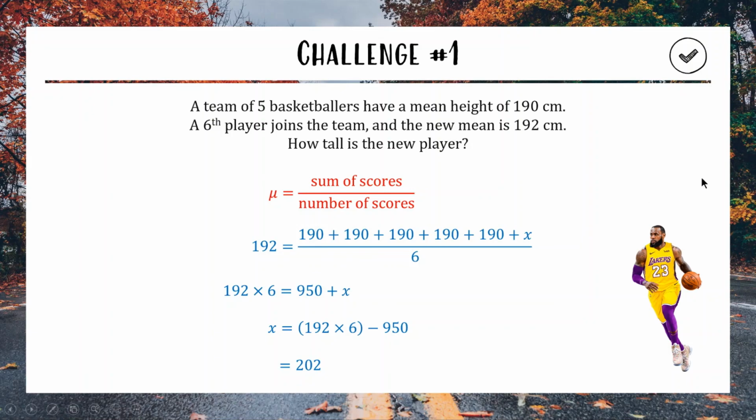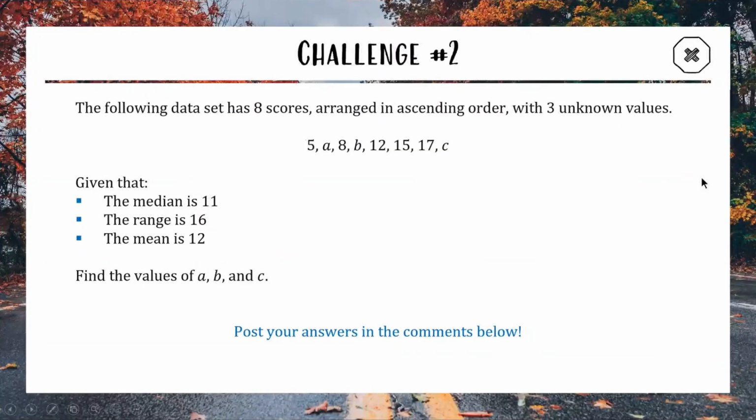Okay, cool. One last question for you guys. Another challenge question. We've got a data set of 8 scores, and they've been written in ascending order, but 3 of the values have been left unknown. So we've got A, B, and C. We don't know what they are.